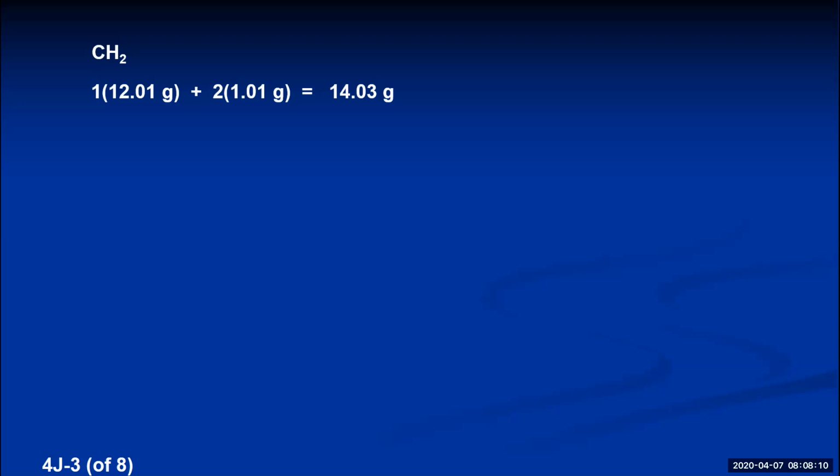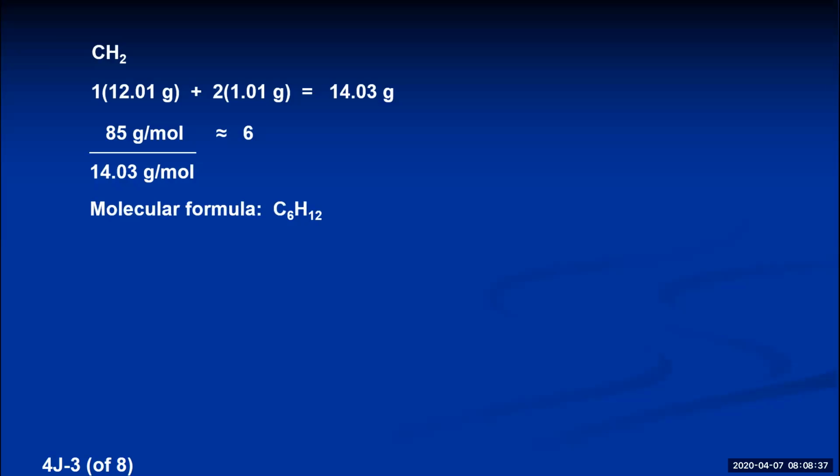The real compound has a molar mass somewhere between 80 and 90, so I'm just going to pick the number right in the middle, 85, and I'm going to divide 85 by 14.03 and see how many times it goes into it. It's going to go into it close to an integer, and this goes into it about 6 times. That means the only way for the real compound to have a molar mass of 85 grams per mole is if we have something 6 times bigger than the empirical formula. So if you multiply the empirical formula by 6, you will get the molecular formula for the compound, which is C6H12.